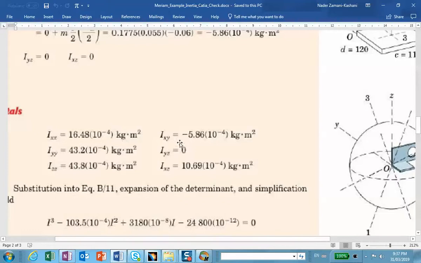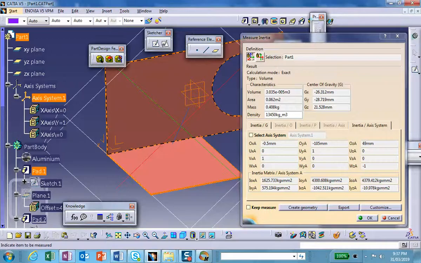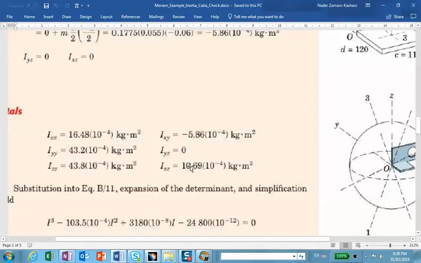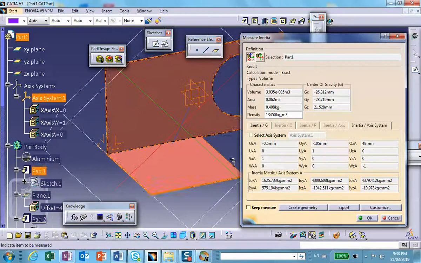That's because in dynamics books, those inertia terms are usually called minus IXY, or minus I in the matrix, minus IXY, minus IYZ, etc. But it looks like in Catia these are the absolute values. See these two, IXZ and IYZ, well, this one is zero supposedly. This is negative, whereas in Meriam's book it is positive. So these are offset by a negative sign. That's because of the definition of products of inertia in dynamics books and in Catia.